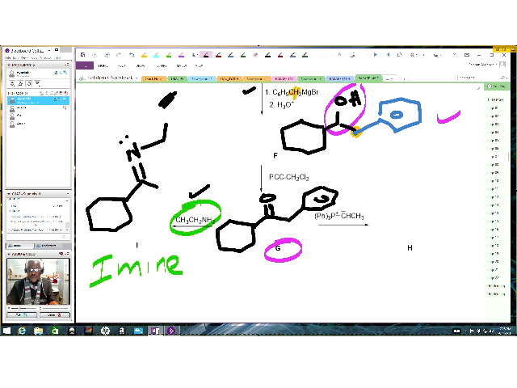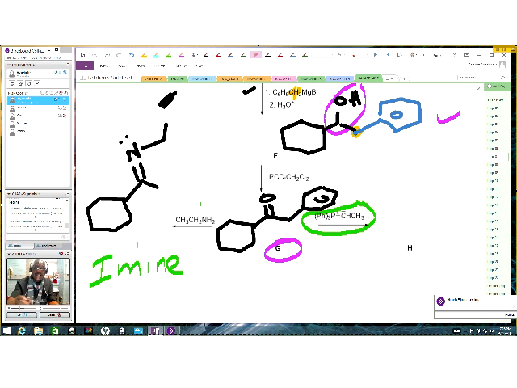Finally, on this set of problems, we are supposed to react this ketone here with this reagent. Let me take all of this out. Does anybody know what is the name of this reagent here? What would you call this reagent right here? Anybody has an idea?